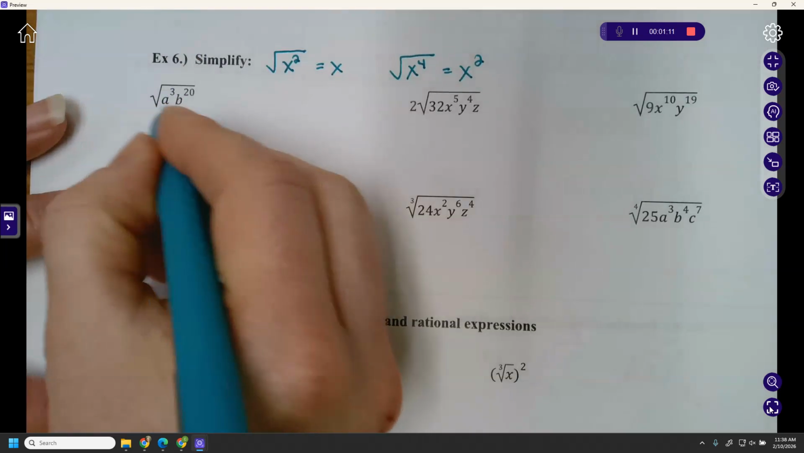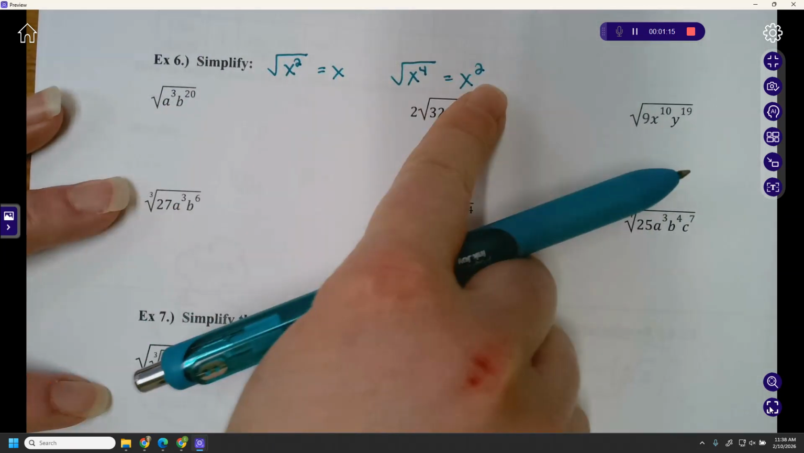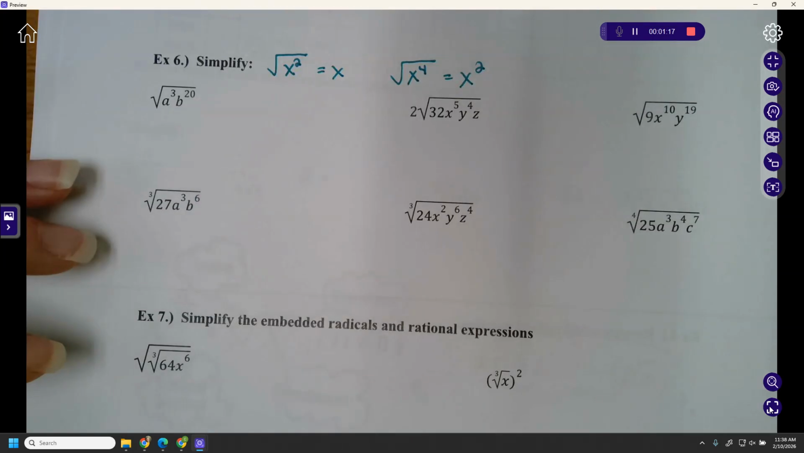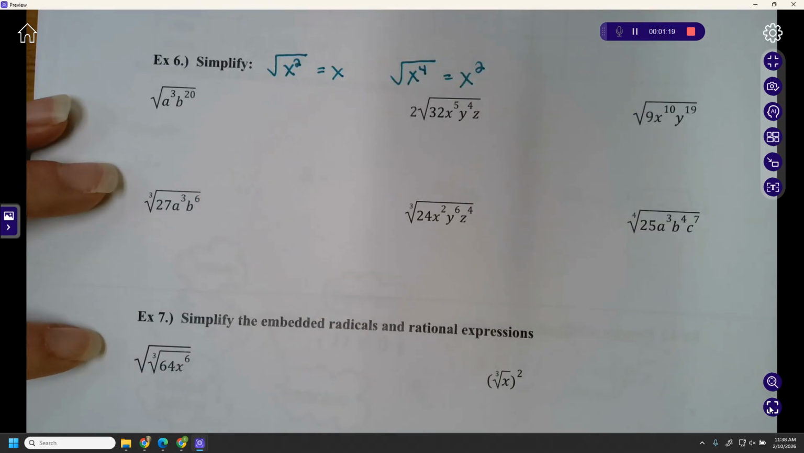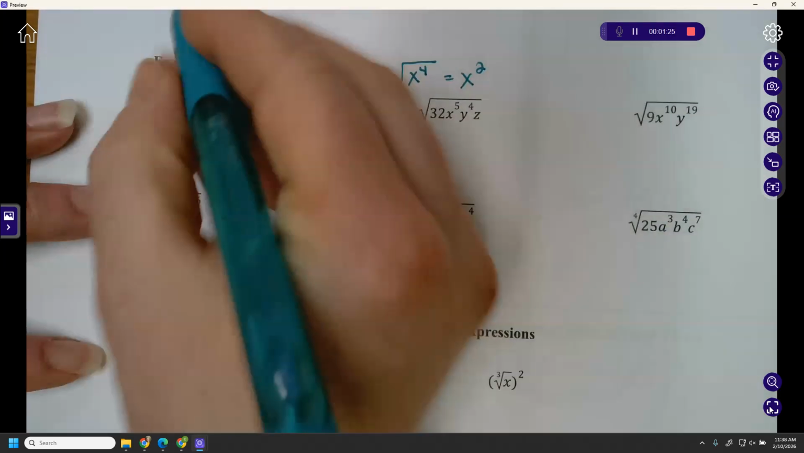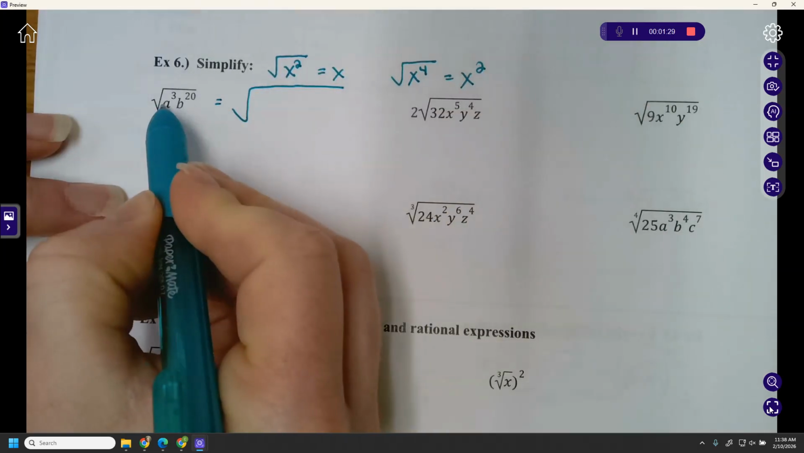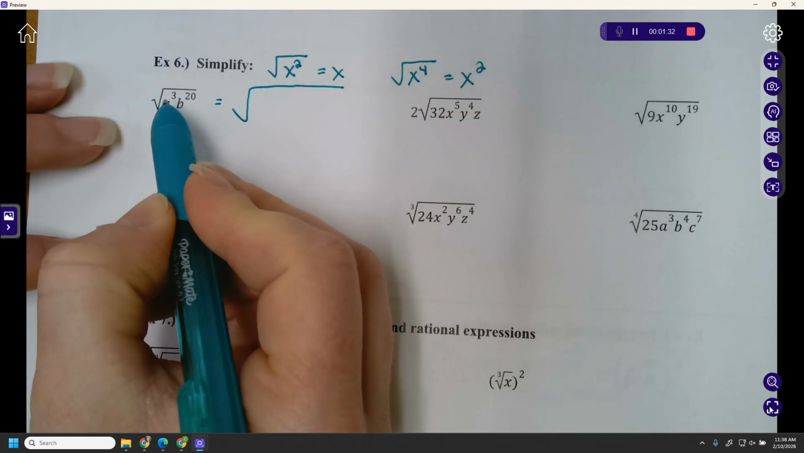So what happens when we have some things where they don't completely simplify out is we can pull out the things that are perfect squares, but what we have to do is leave underneath the radical the things that are not. And so I'm going to choose to do this by rewriting these as even exponents. Now to show you why.